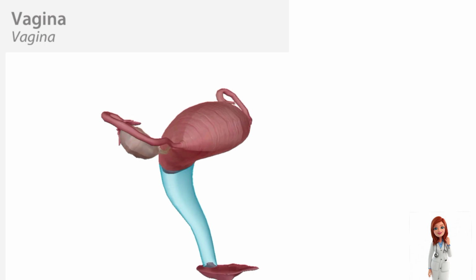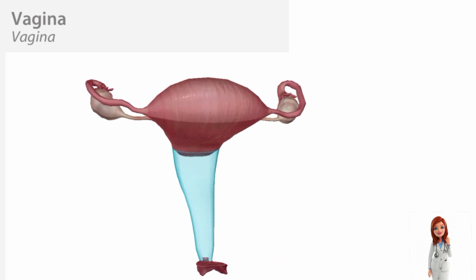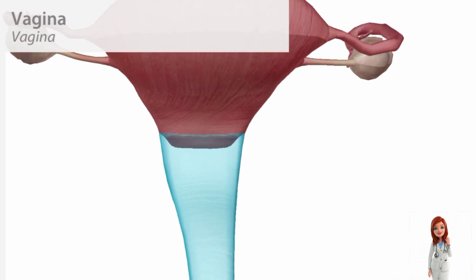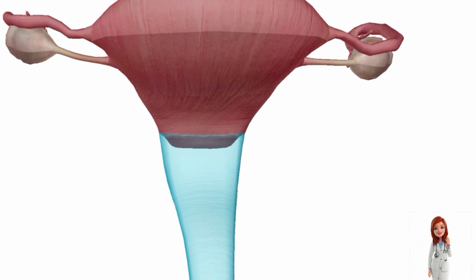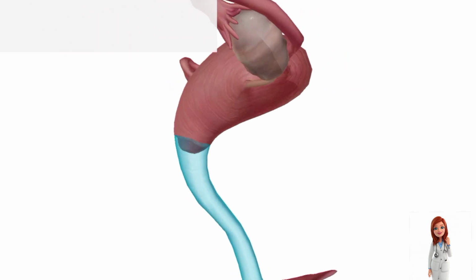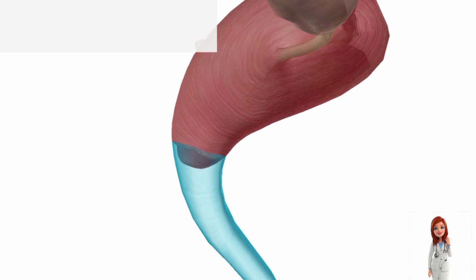The interior of the upper end of the vagina forms a circular groove that would surround the protruding cervix. This is known as the fornices of the vagina. Over here in the anterior view, the lateral fornices are seen. On rotating the tract again to the lateral view, we can see the anterior and the posterior fornix. The posterior fornix is a bit deeper than the anterior one.